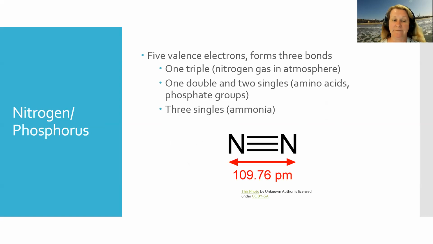Next, we have nitrogen and phosphorus, both of which have five valence electrons. So they need to form three more bonds to complete their valence shell. They can form one triple bond. You don't really see that in phosphorus, but in N2 nitrogen gas, which makes up 80% of our atmosphere, the two nitrogen atoms are held together with a triple bond. You can also see nitrogen forming one double and two single bonds in amino acids. You see phosphorus forming one double and two single bonds in phosphate groups, or either of them can just form three single bonds, and probably the most common example of this is ammonia.